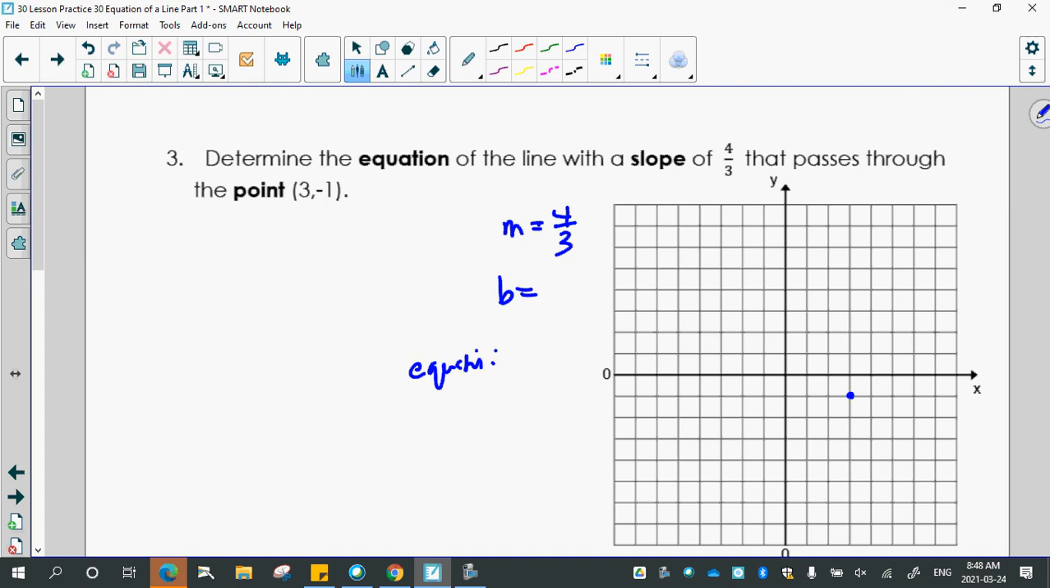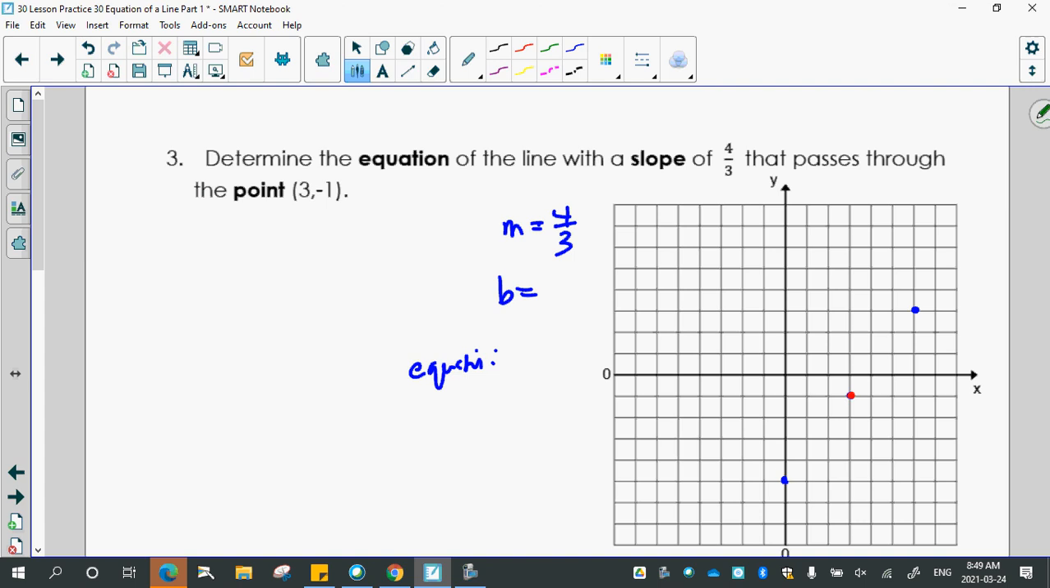Okay, so that's my point. Remember, you always double check a point. So from that point, we're going to rise up. Rise is 4. 1, 2, 3, 4. Run 1, 2, 3. 1, 2, 3, 4. And it does go right on the corner.